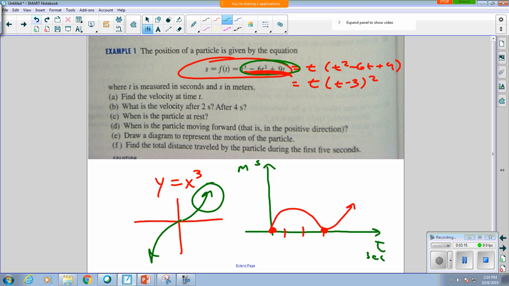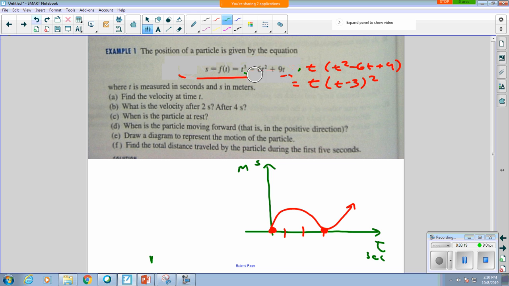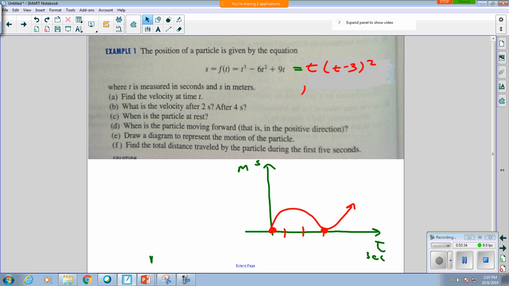By the way, I don't think it even asks us to graph it, but we're going to use the graph to kind of understand. So, boom, we got this all going on. And now we got that this thing factors, and there it is. Boom, awesome. And it says find the velocity at time t.